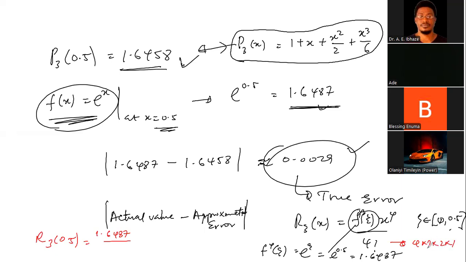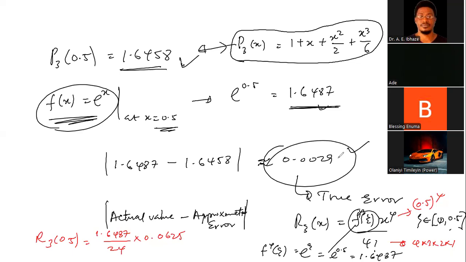Okay, so that's going to give us 12 times 2. That will give us 24, right? Times x to the power 4. So this is going to reduce to 0.5 to the power 4. And 0.5 to the power 4 is what? That will be 0.5 times 0.5 in 4 places. That will be 0.0625.